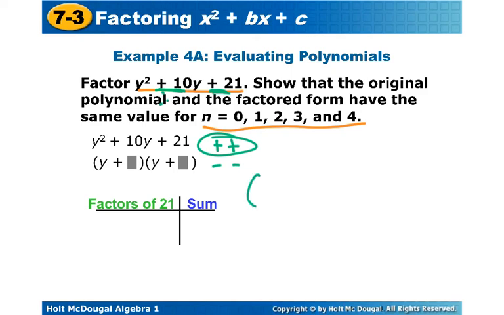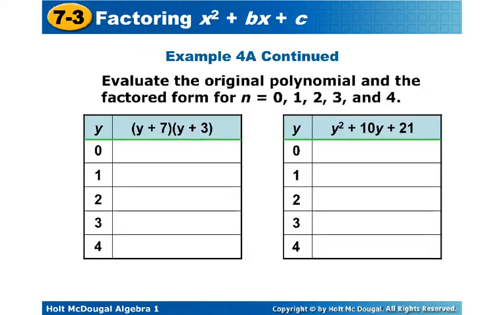So I think we should be at the point now where we can do it just like this. So you know you need 2 positives. Factors of 21 that give you 10. Well, thinking about it, 7 and 3 are factors of 21. When I add them, they give me 10. So that means I have to have 7 and 3 here. So that's step 1. Step 2 now is to evaluate your polynomials.